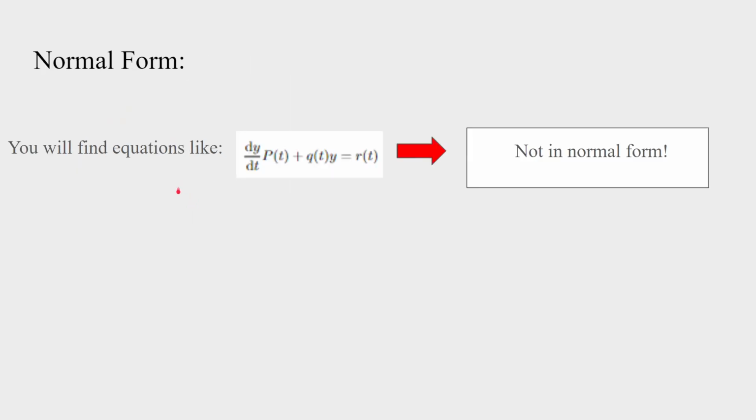So come with me. First, let's go over normal form. You will find equations like this: dy/dt multiplied by p of t, plus q of t, and r of t are all going to be like 3t squared, 47. Constants multiplied by anything in terms of t. Let's not worry about the variable y being multiplied by any of these. Let's just look at this linear scenario for now, where the coefficients of our derivative are just in terms of t and constants.